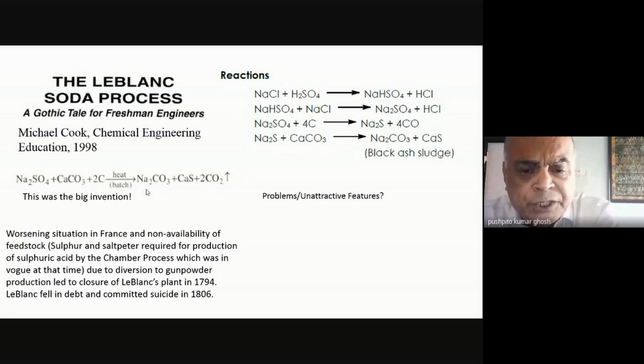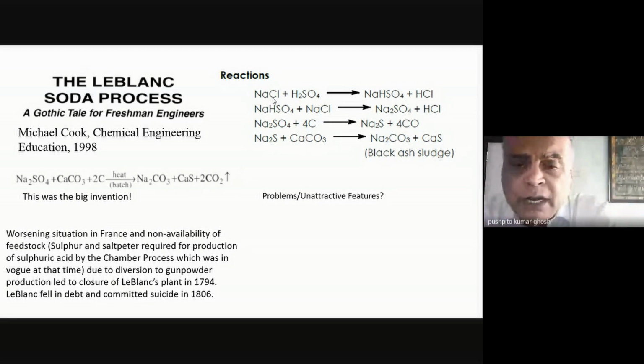I'm not very sure whether this was the thought process in Leblanc's mind. I've not seen this articulated so clearly, but what he did was that first, he just used what Glauber had taught us from the 17th century: you take any salt, add sulfuric acid to it, and what you'll find is HCl will come out if it's a chloride salt, or if it's a nitrate salt, then NO2 will come out, which we have learnt in school.